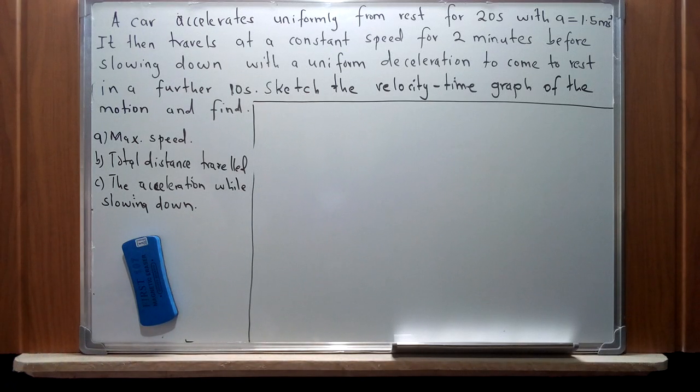So for that case, the question is: a car accelerates uniformly from rest for 20 seconds with an acceleration of 1.5 meters per second squared. It then travels at a constant speed for 2 minutes before slowing down with a uniform deceleration to come to rest in a further 10 seconds. Sketch the velocity-time graph of the motion and find A, the maximum speed; B, the total distance traveled; C, the acceleration while slowing down.